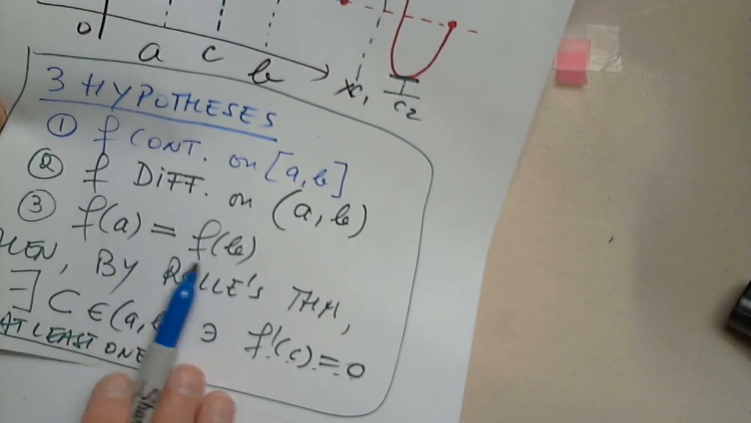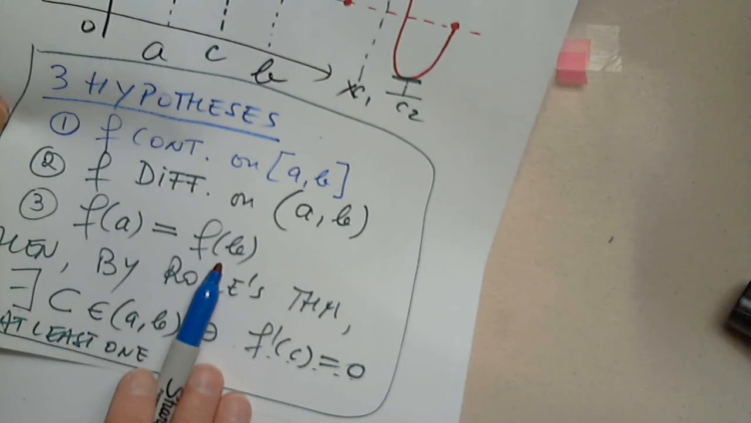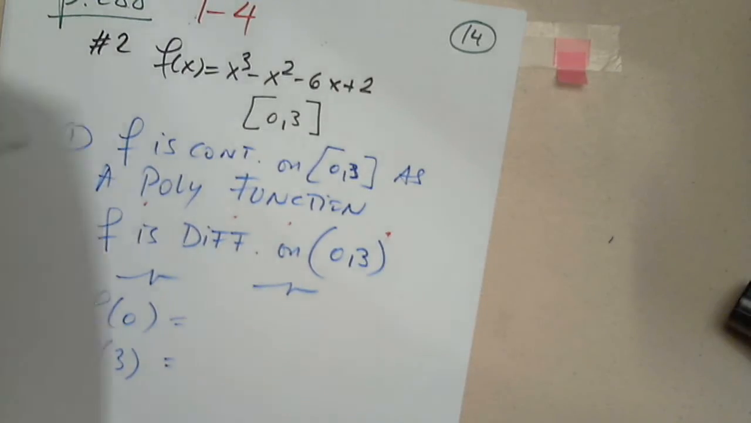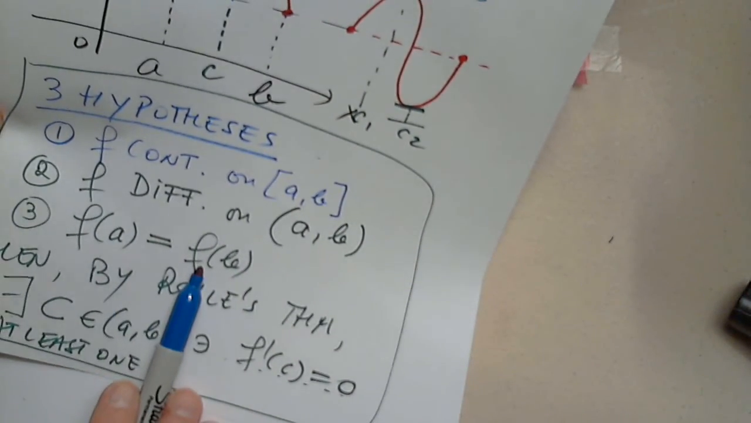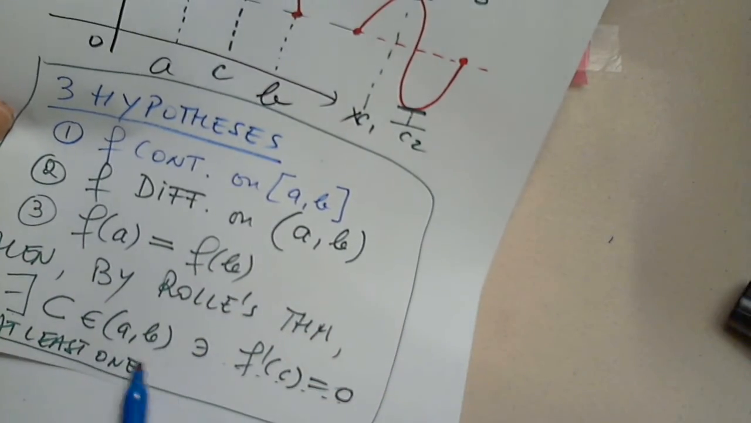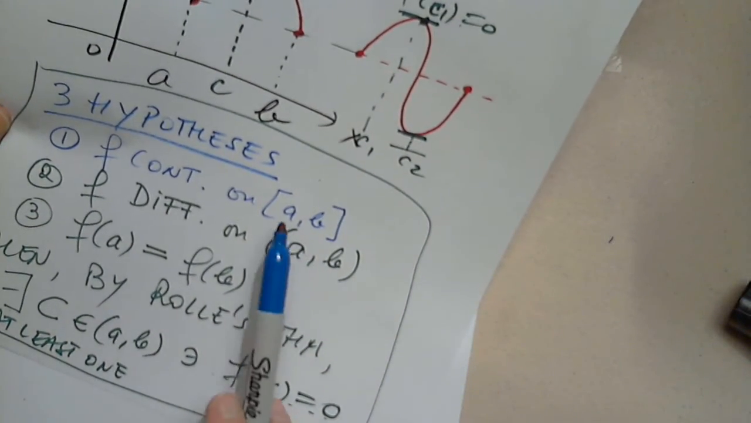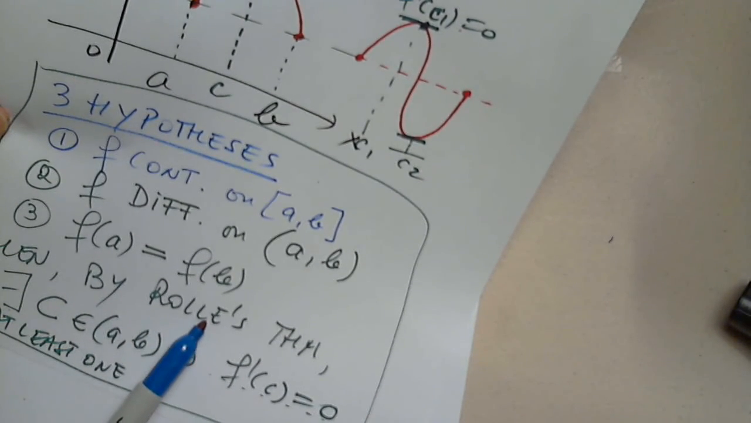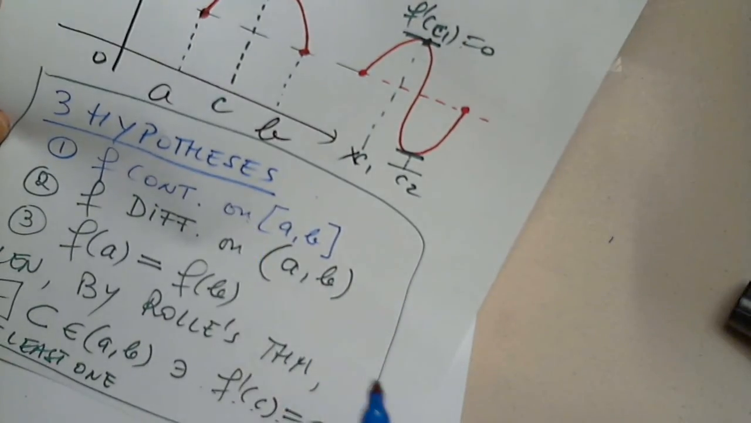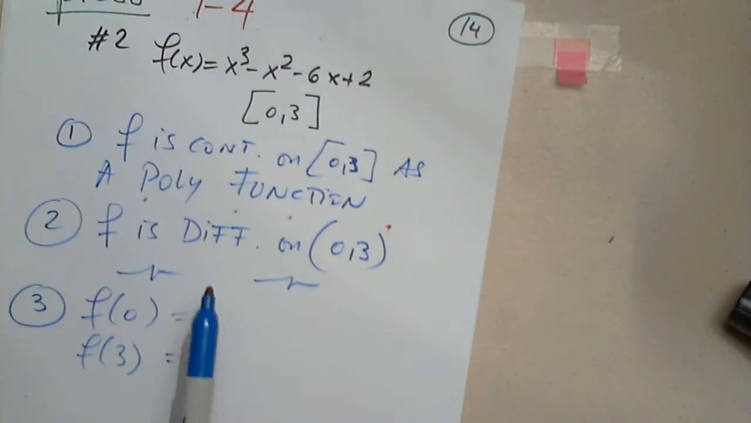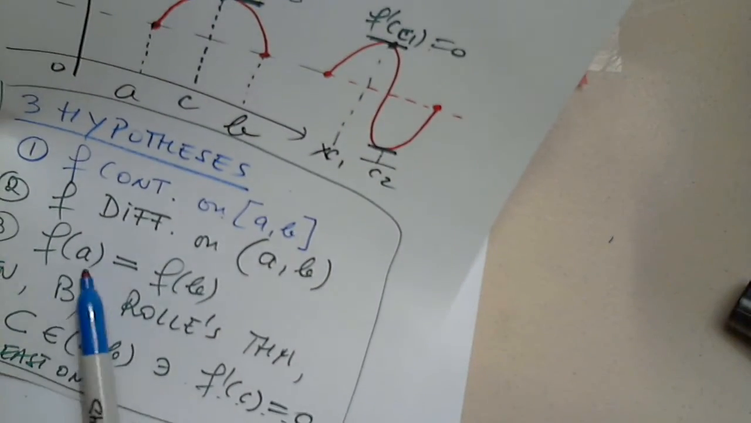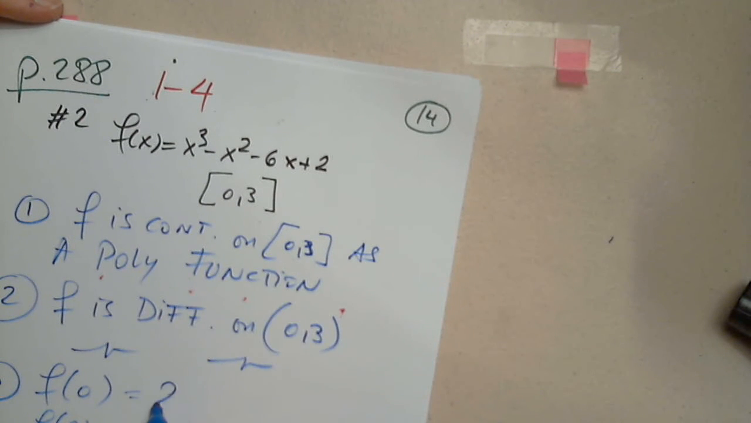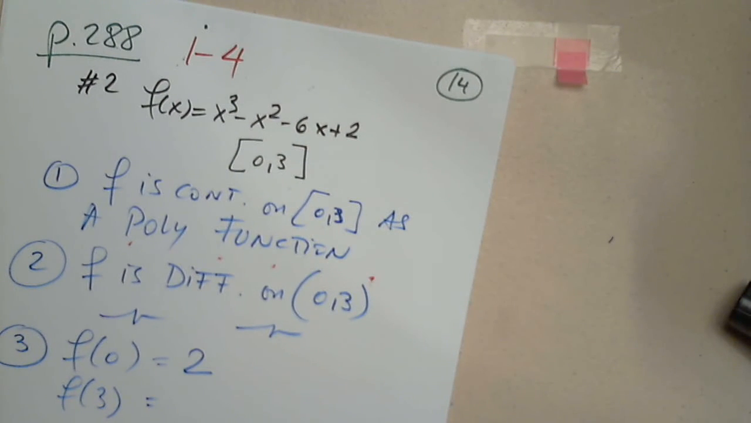Is the third condition fulfilled? I have no clue. I have not checked. So I have to find f of 0 and I have to find f of 3. If they happen to be the same, then I can find c. If any of these conditions fails, Rolle's theorem is not applicable. I showed it's continuous as a polynomial function. I showed that it's differentiable always as a polynomial function. And I'm determining f of 0 and f of 3. f of 0 is nice, no problem.